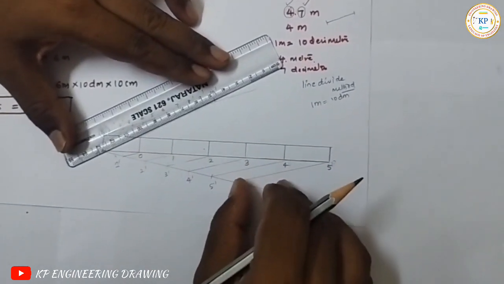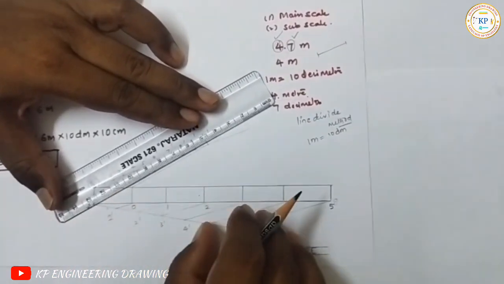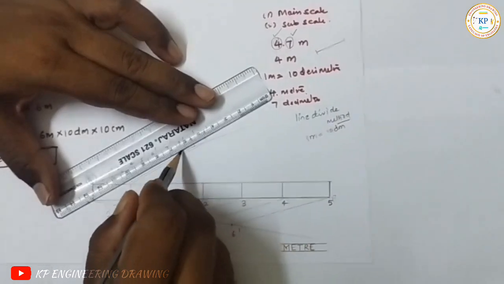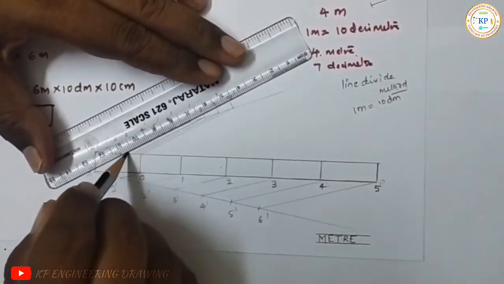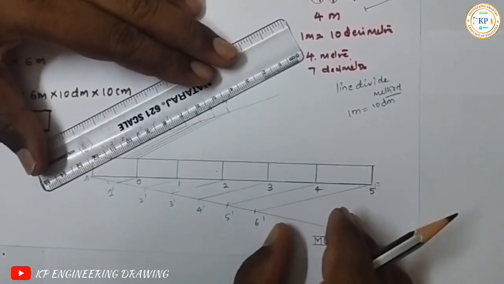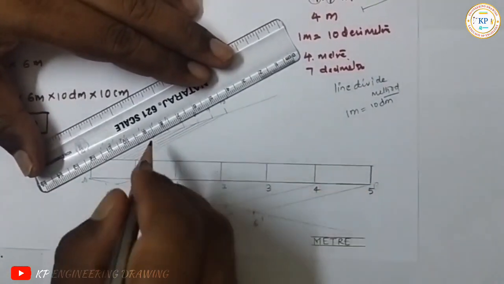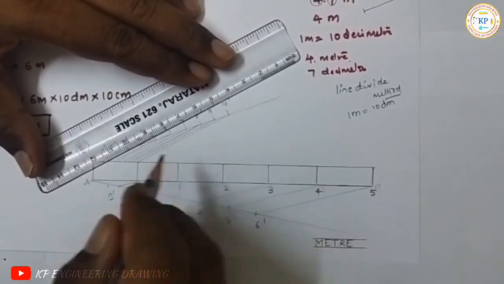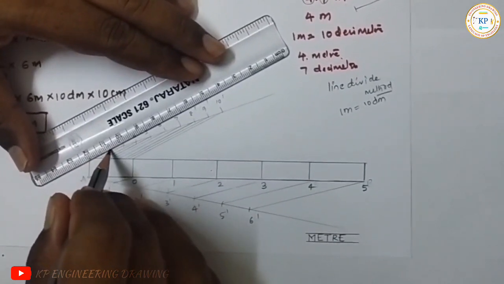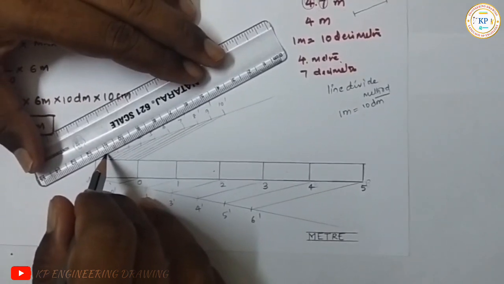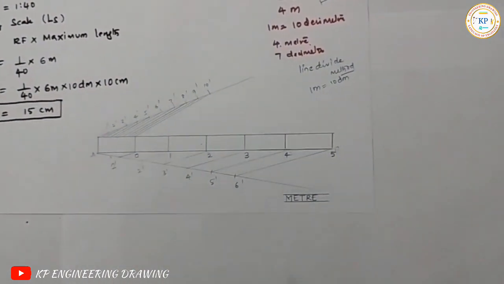we are fixing the drafter and we are moving to the next point, 9 dash, next 8 dash, next 7 dash, next 6 dash, next 5 dash, 4 dash, 3 dash, 2 dash and 1 dash. Right? So like this we have to divide into 10 equal parts.